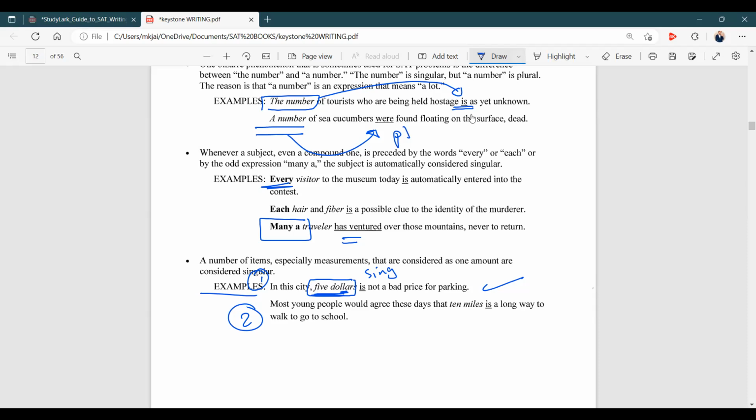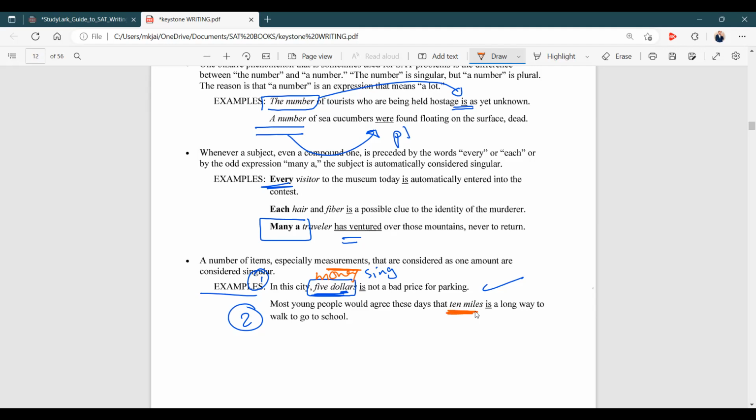Because the quantity of something we consider as singular. Yes, these are measurements. Okay, $5, that's money. Am I referring to 5 things or just one thing? One thing. Okay, it's $5. All right, so money is treated as singular. Okay, what about the other example?